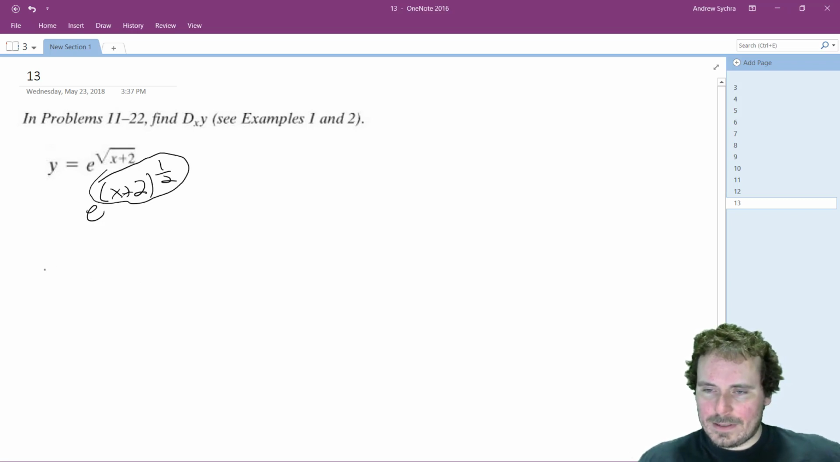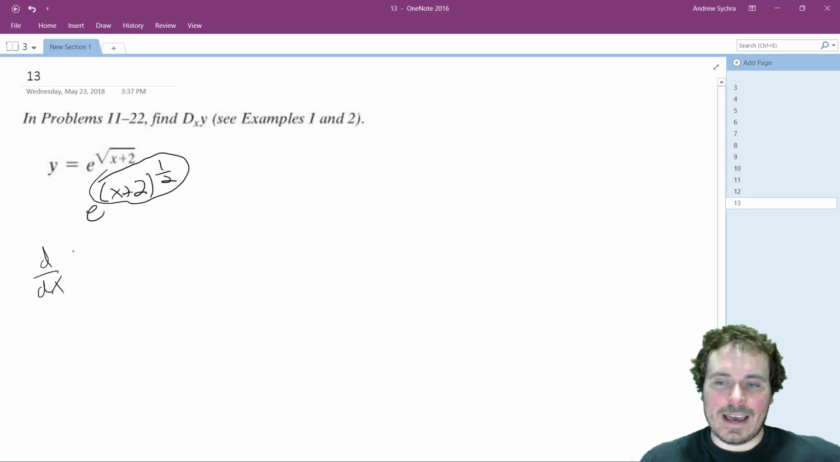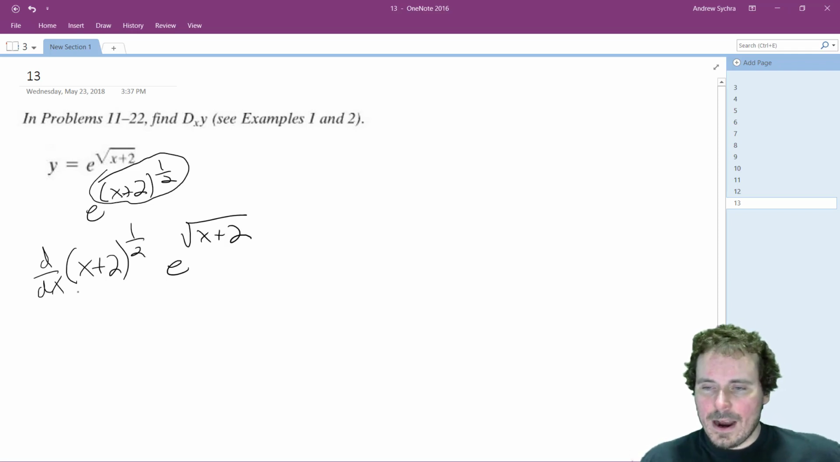So what we end up with is, we'll end up taking the derivative of that, (x plus 2) raised to the 1/2, and then we still have our e raised to the square root of x plus 2. All right, so we're going to use the chain rule to figure this out. So we're going to pull down the 1/2, and then we're going to take the derivative of what's on the inside there, and that's going to be d/dx of x, well, x and then plus 2, but 2 goes to 0.